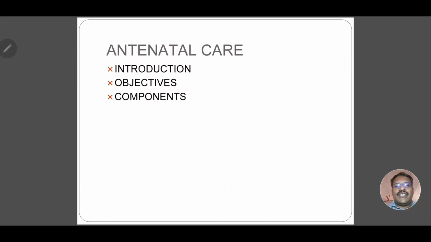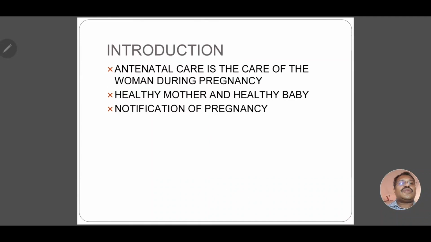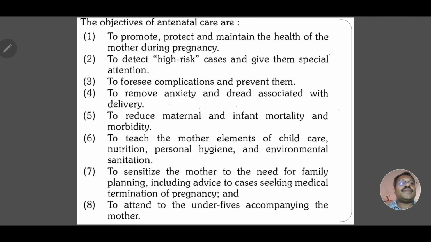So the first one is antenatal care: introduction, objectives and the components we are going to deal with. Antenatal care is the care of the woman during pregnancy. The ultimate aim is to have a healthy mother and healthy baby, and the third most important thing is notification of pregnancy to health authorities. So what are the objectives of antenatal care? Please remember these 8 points by heart. To remember them, I am going to give you a mnemonic.